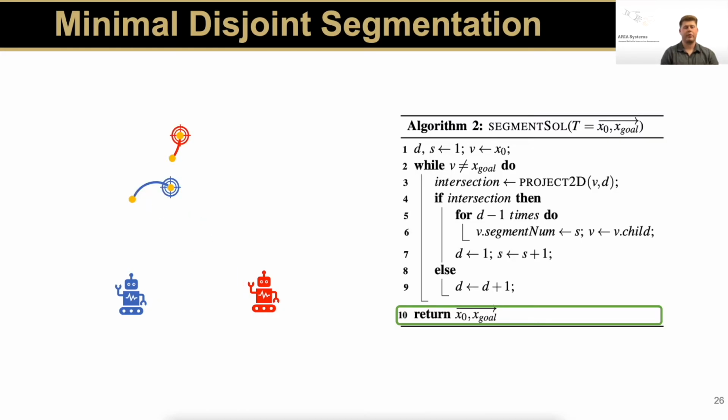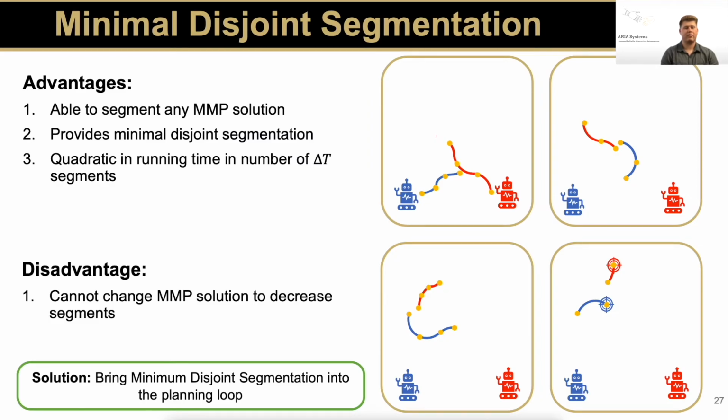This algorithm has a few advantages. For example, we're able to segment any MMP solution from any MMP planner. Also, this algorithm provides a minimal disjoint segmentation, and we have a lemma in the paper to prove that. And also, it's quadratic in running time with respect to the number of delta t segments. However, one huge disadvantage is that we cannot change the MMP solution to decrease the amount of segments. So for example, in the solution to your right, if the number of allowable segments R is 3, this solution would be unsatisfiable, and there's no way to change that without entering the planning loop again.